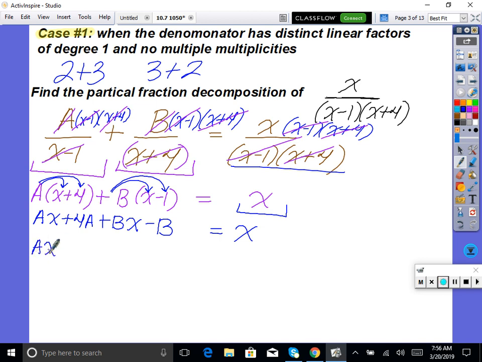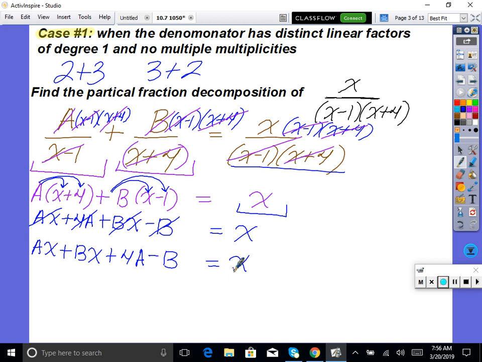So I have ax, I'm going to cross it out, plus bx, so I don't miss anything. Reordering it, my constants are plus 4a, and then minus b. And that, in the end, needs to equal x. Notice I haven't done anything with the x, right? This is what we're trying to get it to equal.